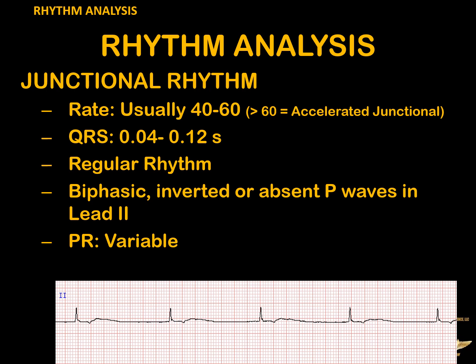Because it's still above the ventricle, the QRSs tend to be still within normal range. However, they tend to get a little wider the further down you go. The rhythm is usually regular, and the most common thing is to see no P waves. You may also see inverted or biphasic P waves. You typically won't see a rounded upright P wave, because if you did, that would make this a sinus rhythm. And the PR interval is going to vary based on if you actually have P waves or not, and whatever they look like.